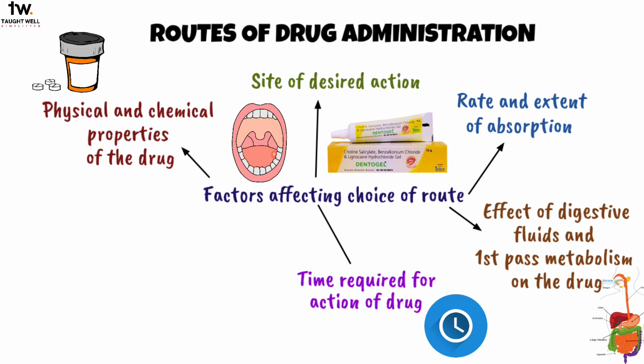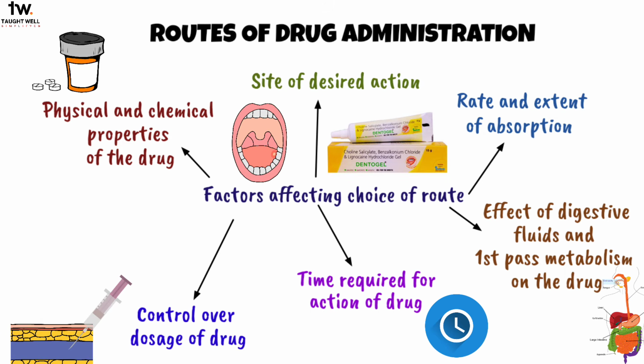The time required for action of the drug should also be considered, such as in cases of emergency versus routine treatment. If we need proper control over the dosage of the drug, intravenous and inhalational routes are preferred, as they allow for minute adjustments of the dose. Lastly, the condition of the patient also determines the routes of administration. If the patient is unconscious, good luck trying to give them a tablet to swallow.